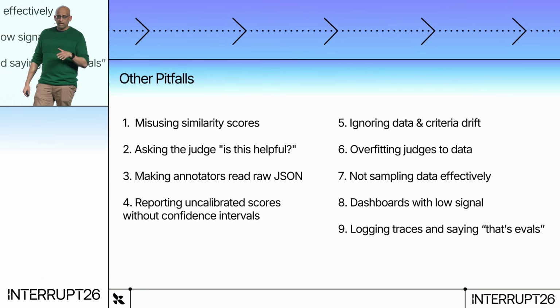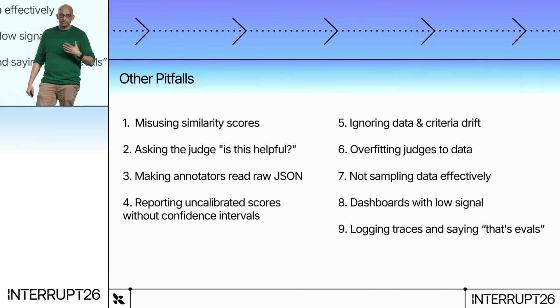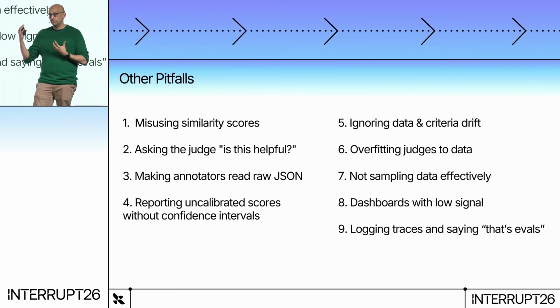Another pitfall is making annotators read raw JSON. You should take all the friction out of looking at data. So you should build your own data annotation interface that makes reading data delightful. Fourth one, reporting uncalibrated scores. So you always want to make sure, if you have an LLM judge, you study the alignment of that judge with a human being. Otherwise, it's just anybody's best guess.